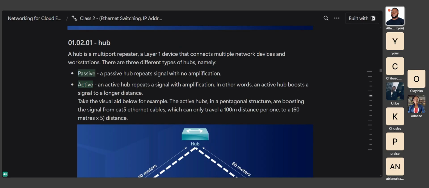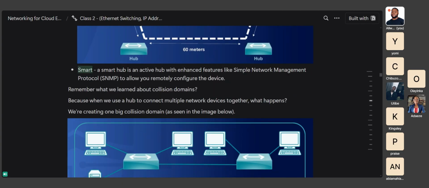Okay, it's a multi-port repeater. It's basically a repeater. It repeats data signals. It doesn't do anything else. It just repeats data signals. So there are three different types of hubs. There's a passive hub, an active hub, and a smart hub.